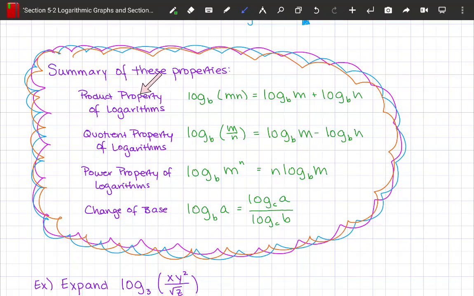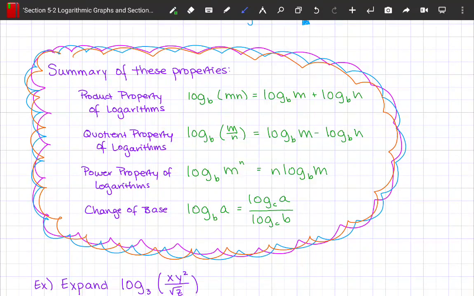So again, the product property. If you have a product inside the argument of a log, you can expand it using addition into two separate logs. If you have a quotient in the argument of a log, you can expand it into two separate logs using subtraction. And that makes sense. Remember, logs are exponents, and so when you multiply with the same base, you add the exponents. When you divide with the same base, you subtract the exponents.